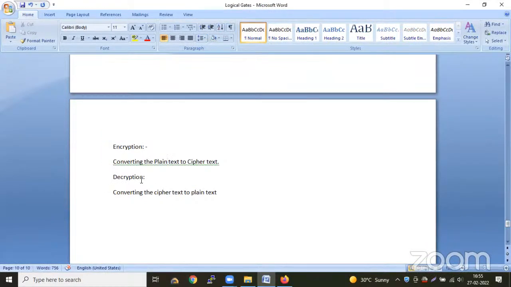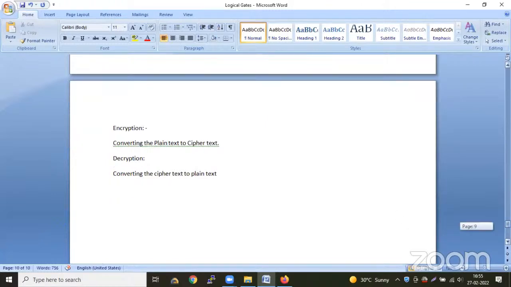So encryption and decryption are a part of cryptography only. Next, decryption means what? Converting ciphertext to plain text. Okay, right. See here, there will be some secret key. I'll tell you what you mean by secret key.